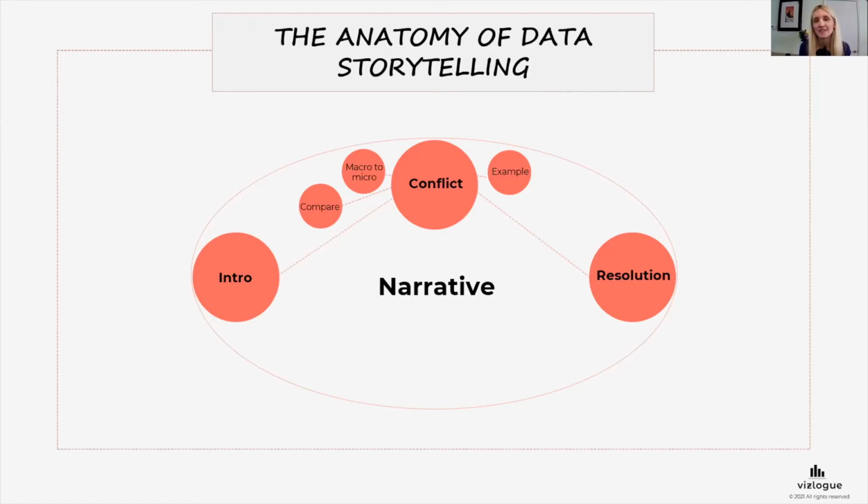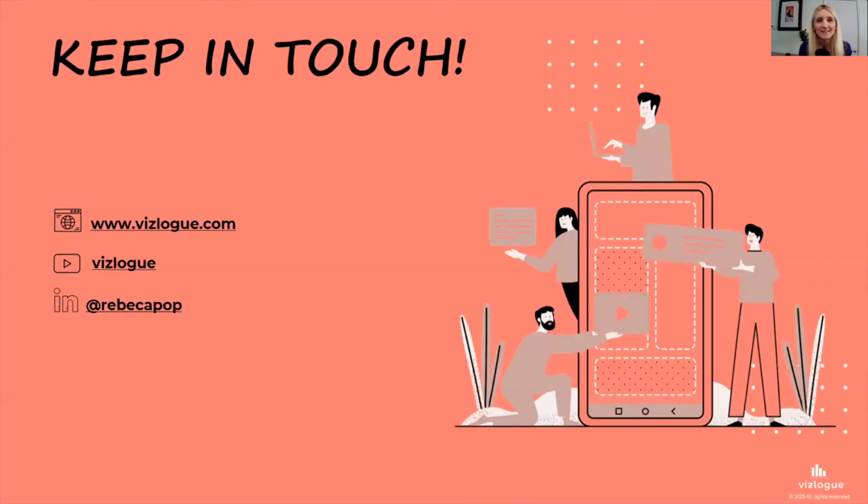Maybe take a presentation that you have already and try to think, how could you adjust it to follow this anatomy of data storytelling?